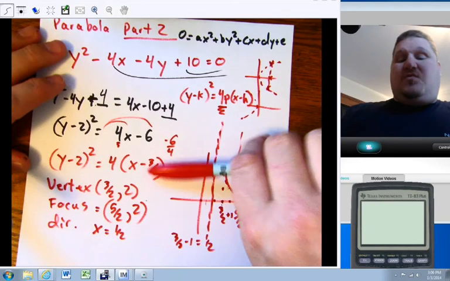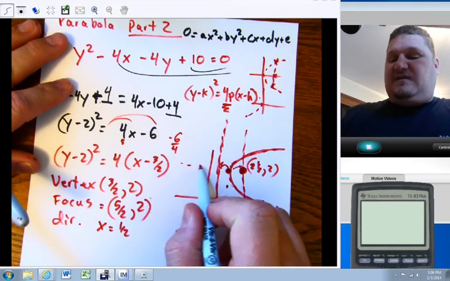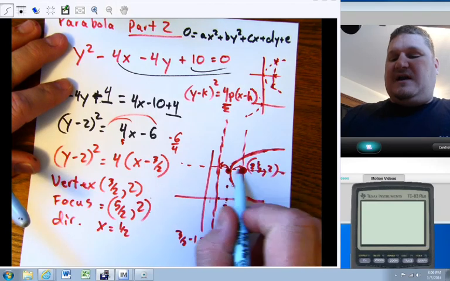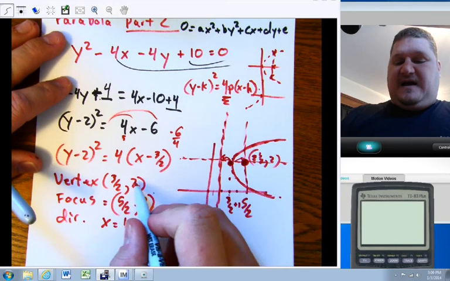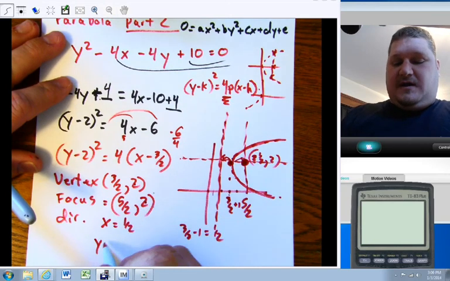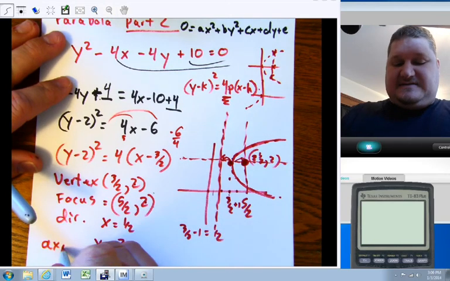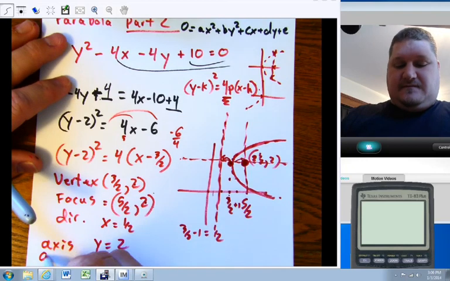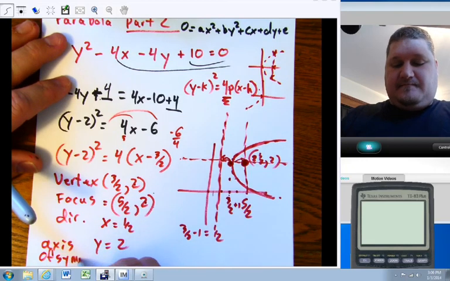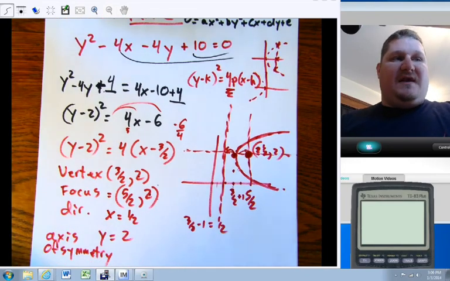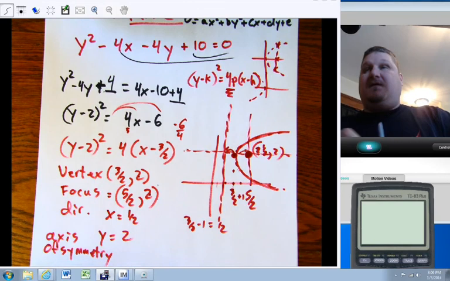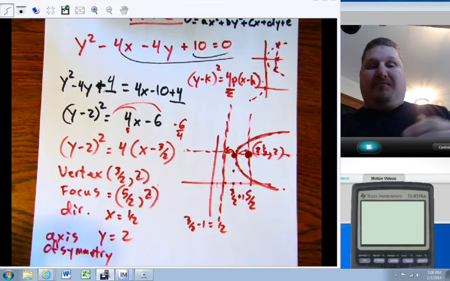So, with that in mind, the axis of symmetry is always going to go right down the vertex and the focus, and that's going to be at y equals 2. That's your axis of symmetry. Axis of symmetry, y equals 2. Now, that concludes part 2 of parabolas.